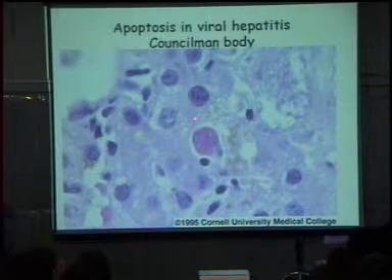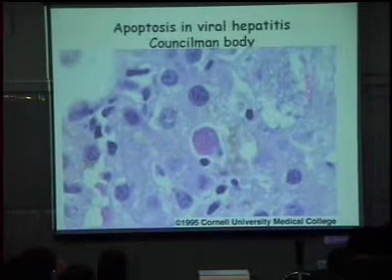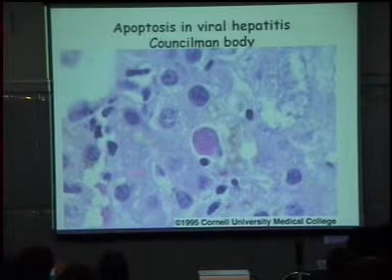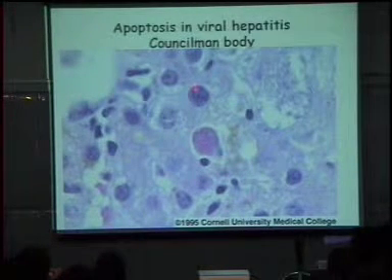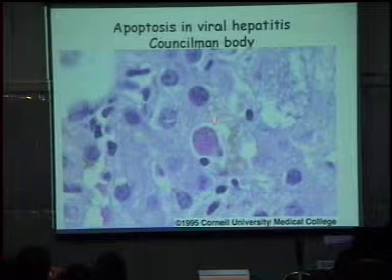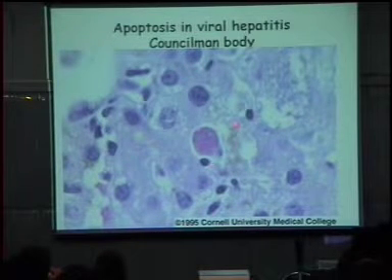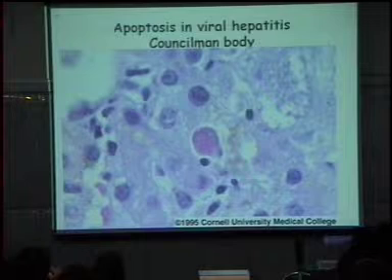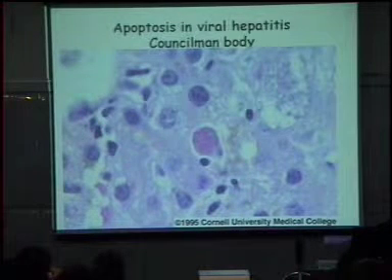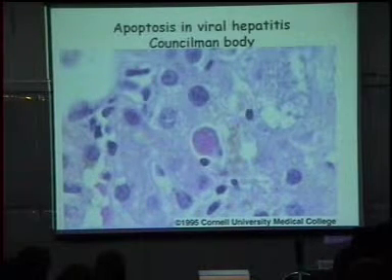This guy, all right. This is a very high power view. It's hard to know what it is, but it is liver. And these are normal nuclei with some cytoplasm around it. This is what used to be a cell with a lymphocyte hanging out. This is a bit of apoptosis, classic for viral hepatitis.